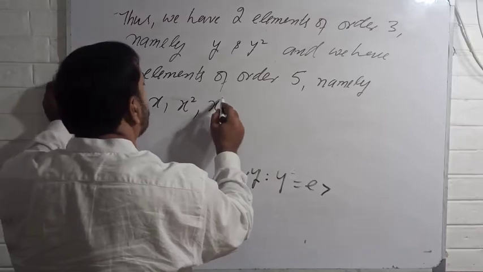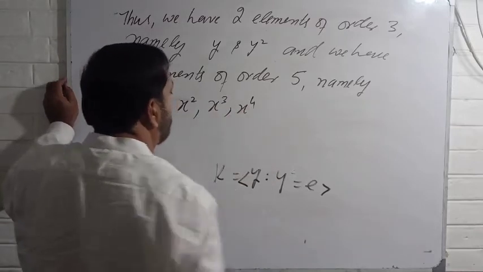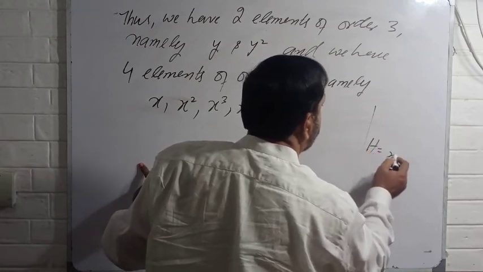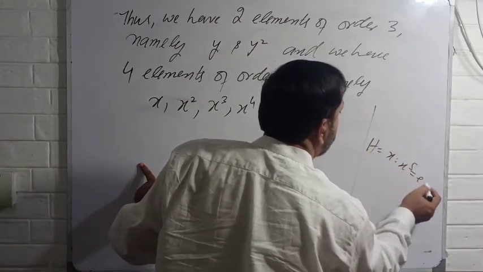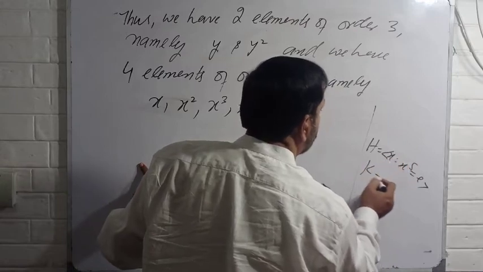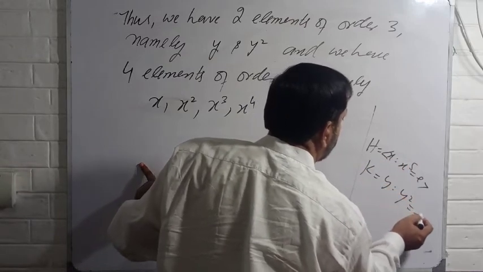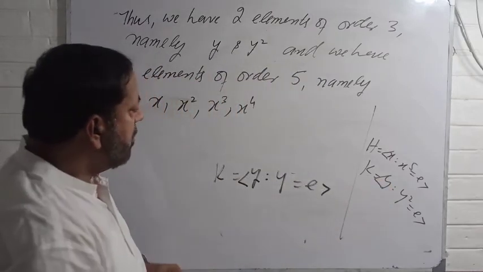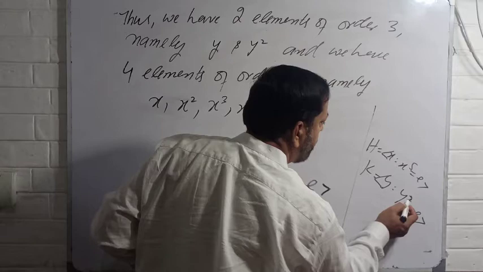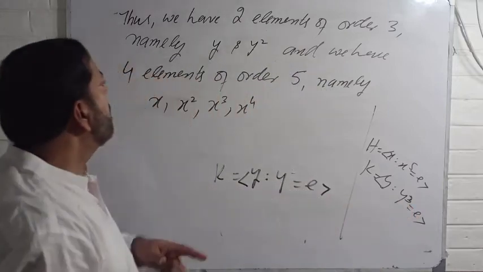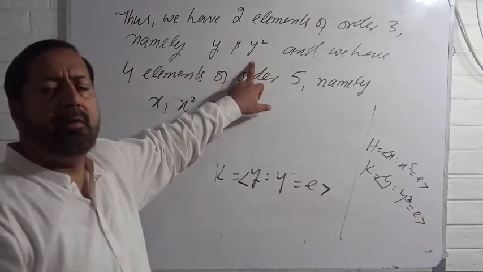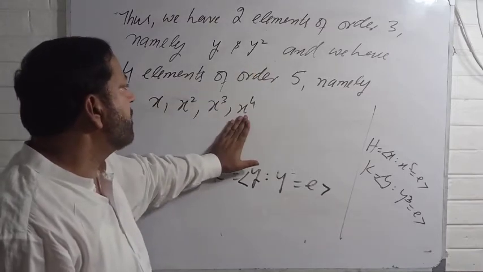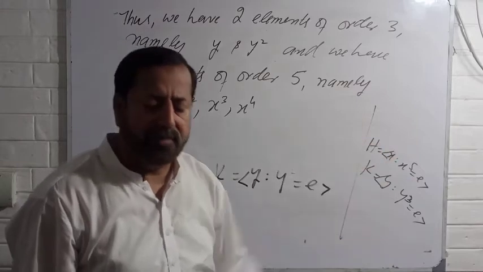because you have assumed that h is equal to x such that x power 5 is equal to e, and k is equal to y such that y square is equal to e. So y and y square are the only elements of order 3, and x, x square, x cube, x4 are the elements of order 5.